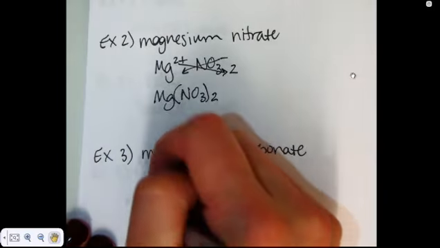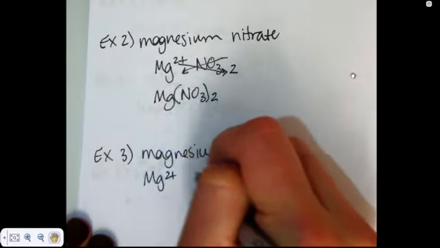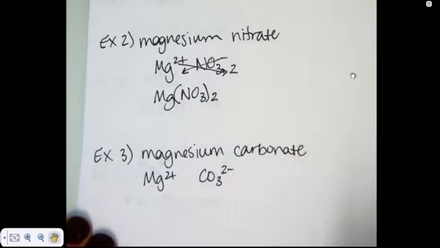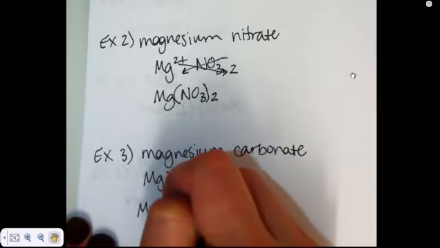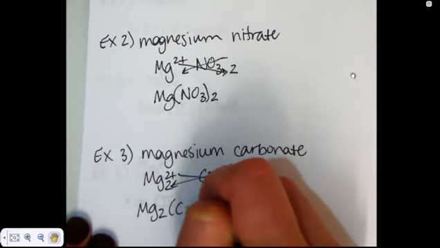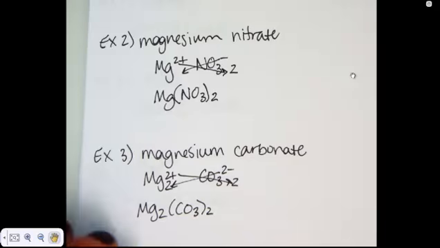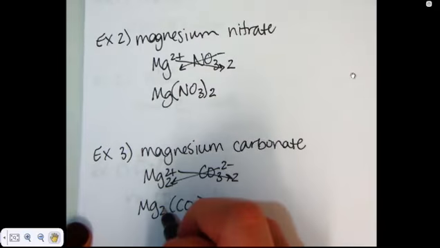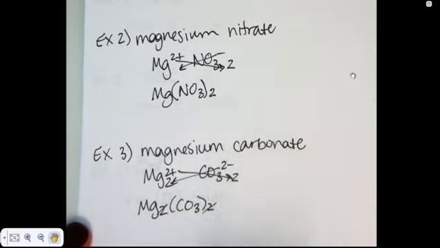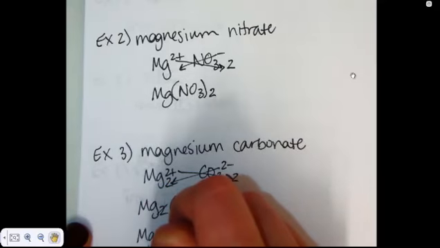Last one, magnesium carbonate, Mg2+. Carbonate is CO3 2-. We cross the charges. Mg2, parentheses, CO3, 2. You might notice something that, like other ones we've done before, you can simplify this. We're never ever going to simplify the subscript that goes along with the polyatomic ion. However, we can divide both of those by 2 and get MgCO3.